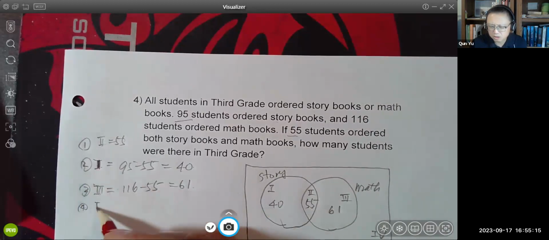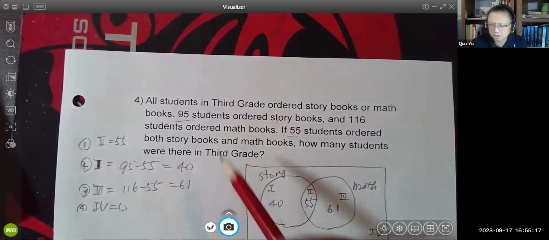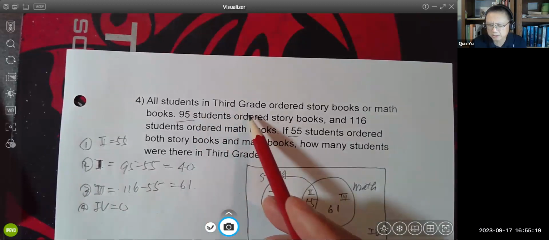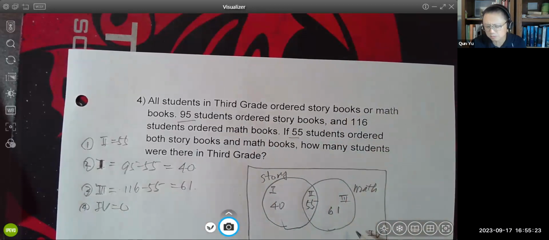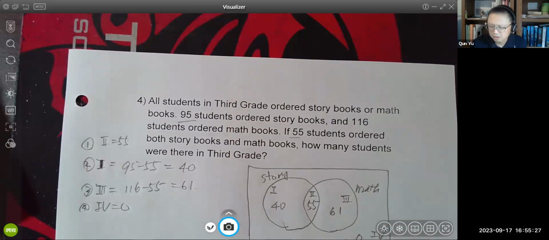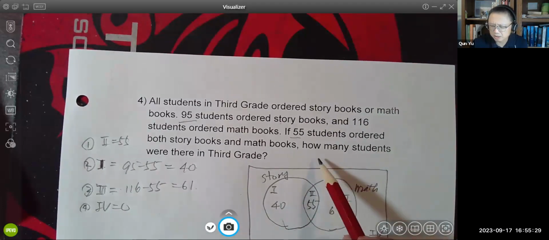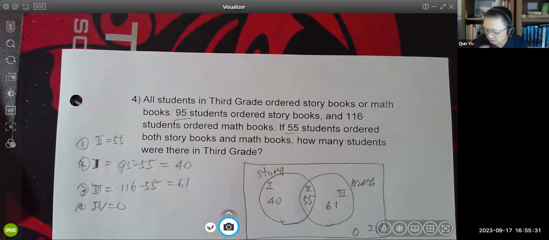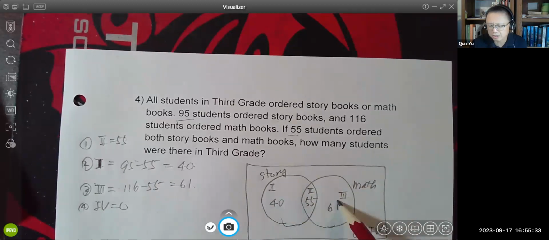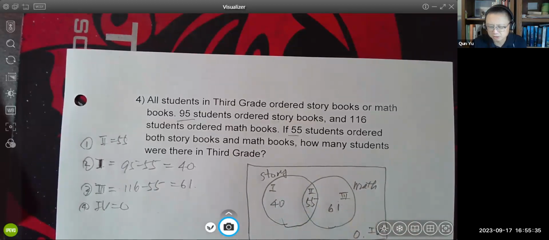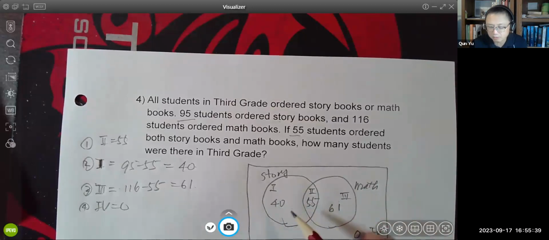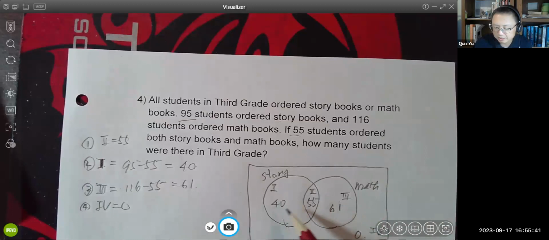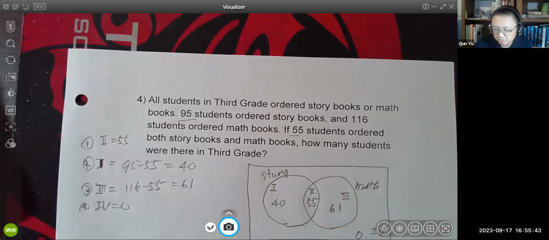Region 4 equals 0 because among all the students in the 3rd grade, they ordered either storybook or math book. That means there's no people who didn't order any books. So that's 0. So we are asked how many students in the 3rd grade. That means we need to add all of these three together, because all of these 3 areas are distinct areas, there's no overlap. When you add them together, it's exactly the total number of students.